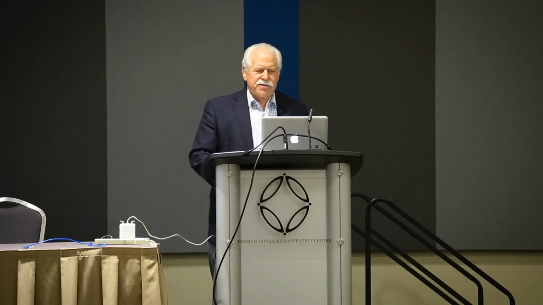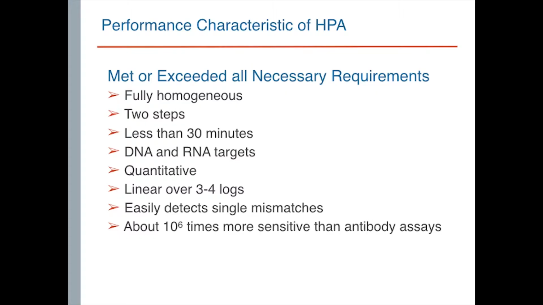There's 100,000 in a eukaryotic cell, but prokaryotic's about 10,000. So we could take that acridinium ester at about 10 to the minus 17, get up to about 10 to the minus 21 by targeting ribosomal RNA, so we could detect a few thousand organisms homogeneously in a single assay. So it was fully homogeneous. So this is old stuff, but it's actually new again because they're still used in assays. So it's fully homogeneous, 2 steps, less than 30 minutes, DNA and RNA targets, quantitative, linear over 3 to 4 logs. We also can detect single mismatches with it, and it's about 1 million times more sensitive than antibody assays.